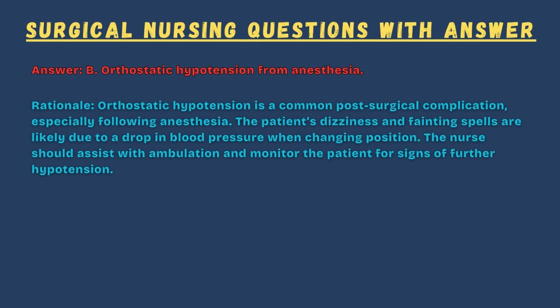Answer: B. Orthostatic hypotension from anesthesia. Rationale: orthostatic hypotension is a common post-surgical complication, especially following anesthesia. The patient's dizziness and fainting spells are likely due to a drop in blood pressure when changing position. The nurse should assist with ambulation and monitor the patient for signs of further hypotension.